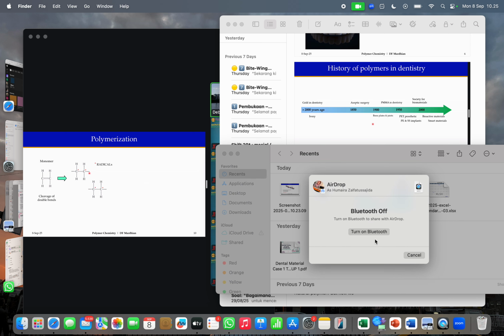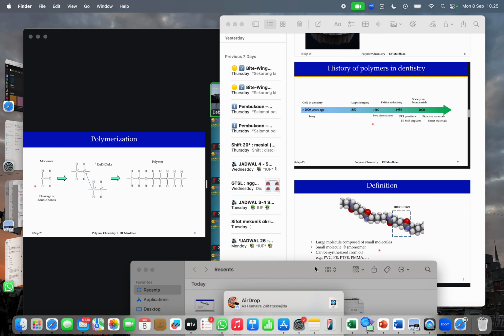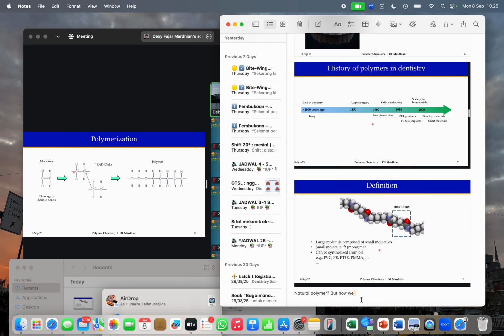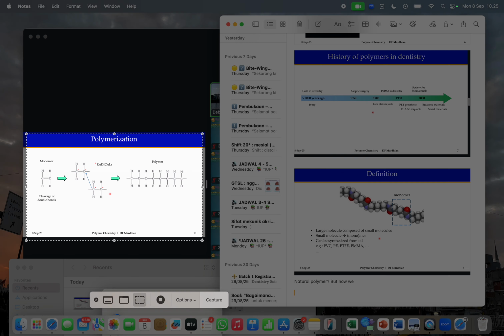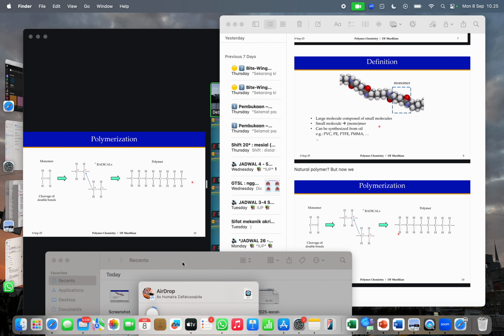It would have two radical carbons, which then react with each other, creating a chain reaction that further leads to polymerization, and thus here we have polymer. So the double bond is broken down, becomes radical, and then they react with each other and result in polymers.